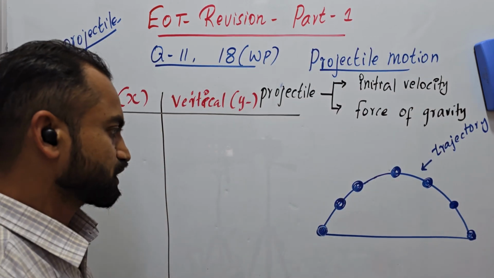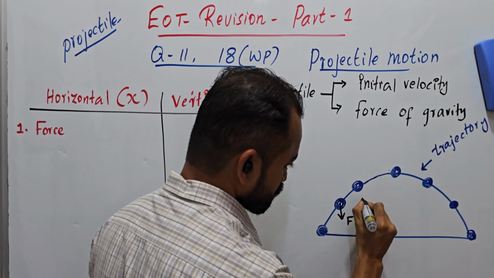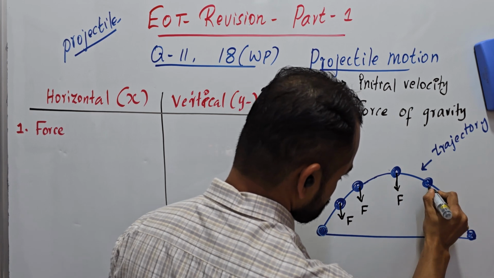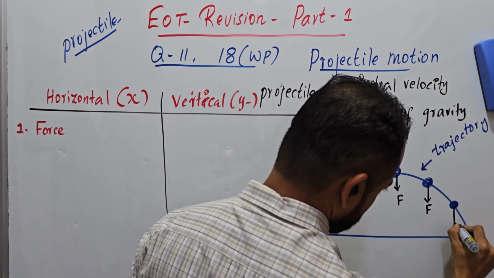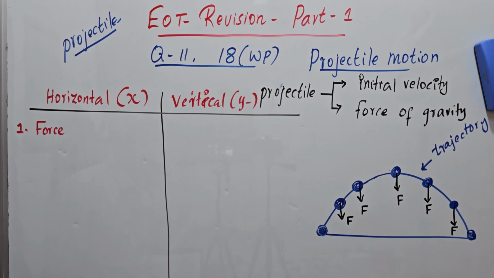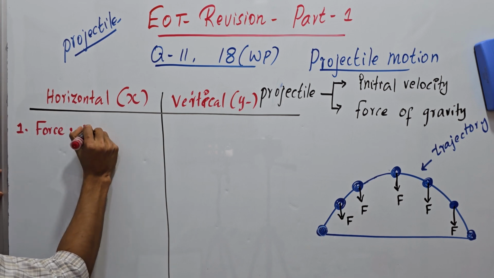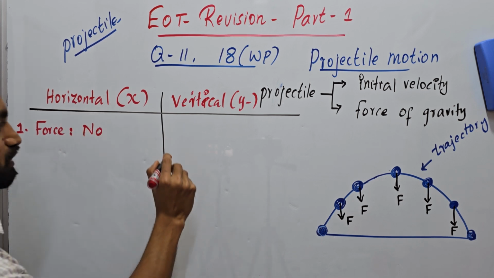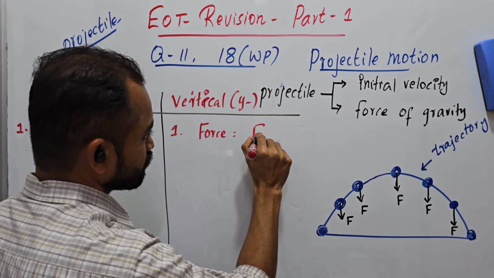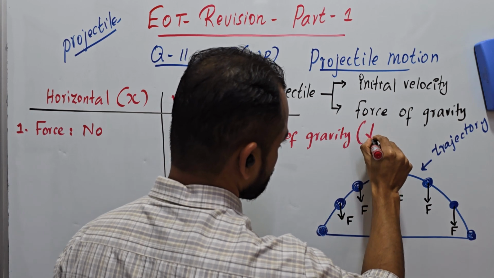So there is only one force acting on the object, that is force of gravity, that is acting vertically downwards. Always the force is acting vertically downwards, and the magnitude of that force is always the same. So I am trying to draw the force with the same length. So in the horizontal direction, no force. In the vertical direction, force of gravity is acting in the downward direction.